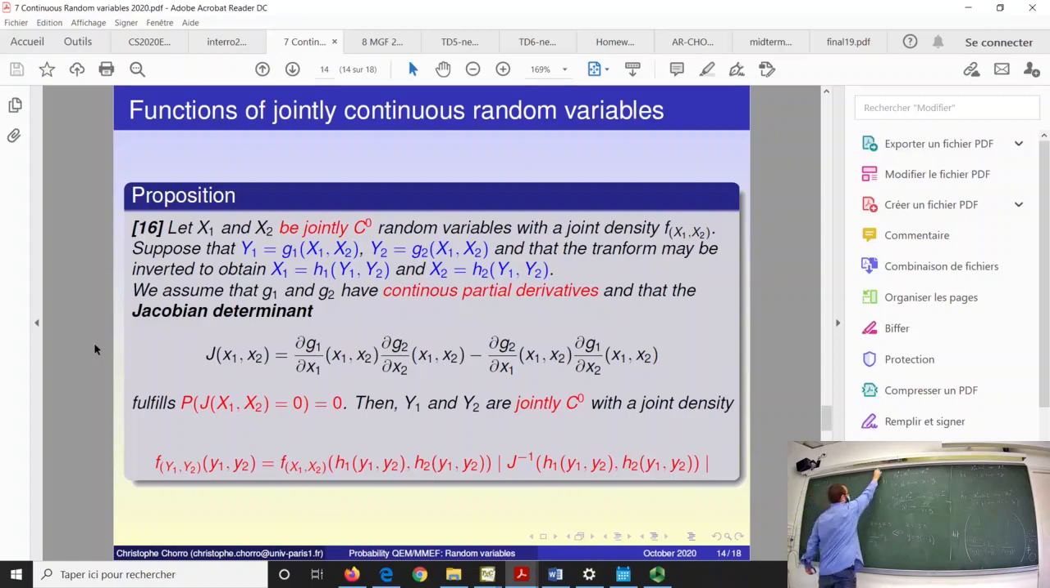I keep this for the moment on the board. So I use proposition 16. It tells me, with my notation, that the joint density of (S, Z) is equal to the joint density of the pair (X, Y) taken at the point h1 and h2, h1 being sz, h2 being s(1 minus z). So I have here sz, s(1 minus z), and then I have what?